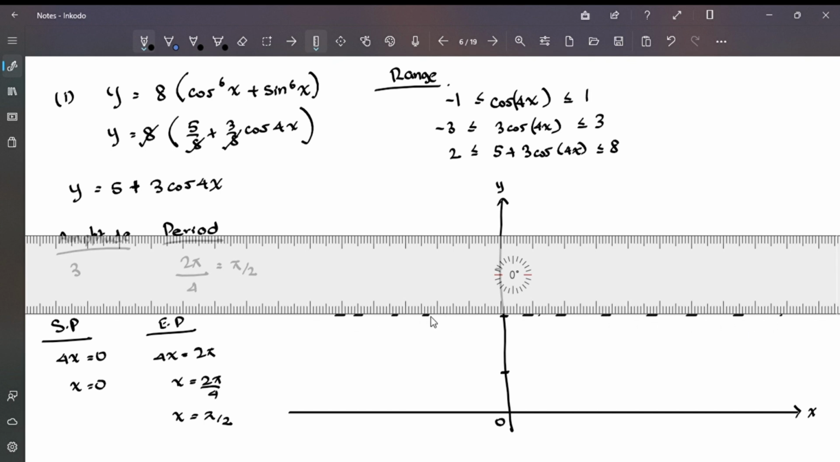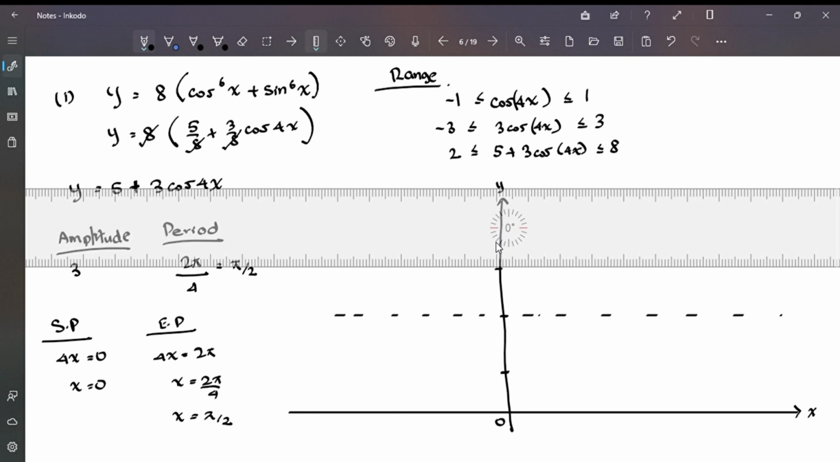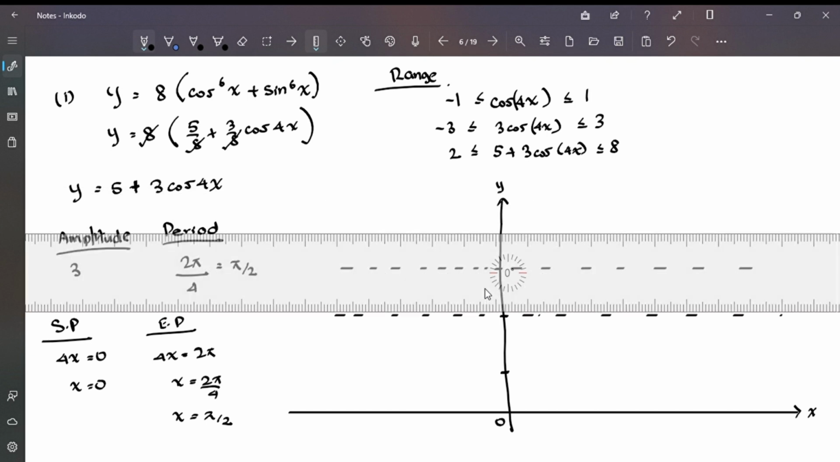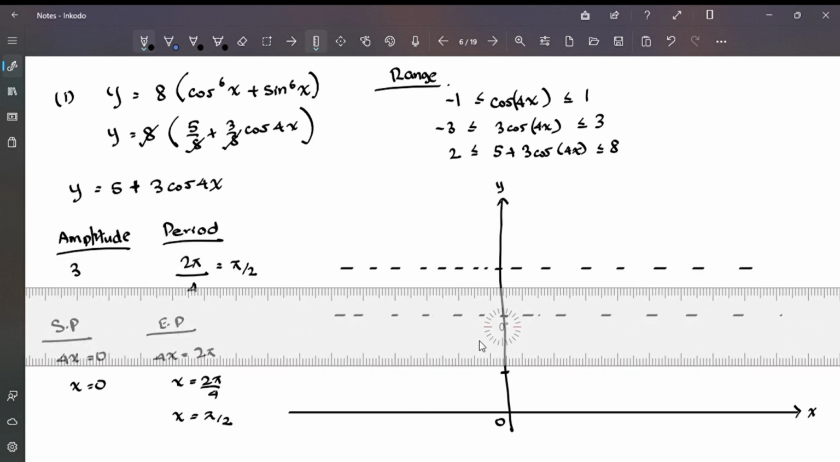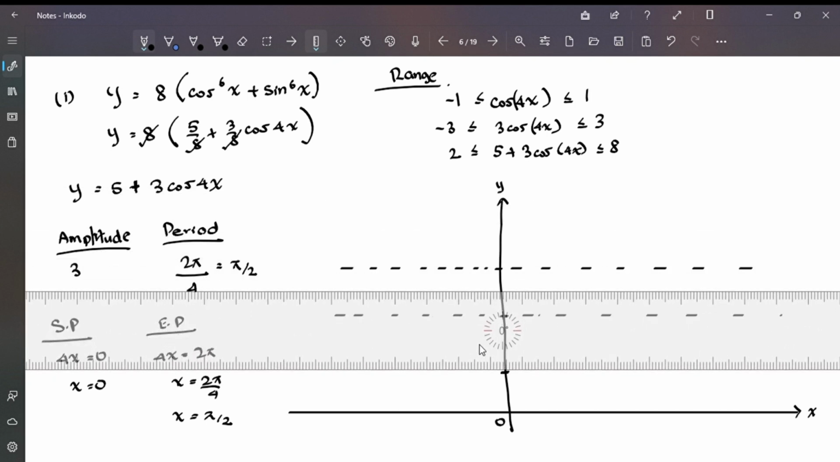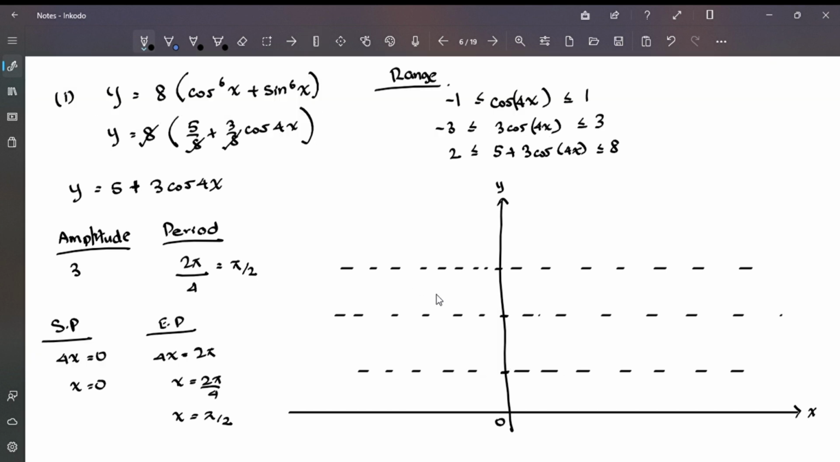So I'm going to have a few dotted lines like this. These are to aid us with the graph. Fantastic. Okay, we don't need the ruler anymore. Then they put the numbers. This is going to be 2, this is going to be 5, and this is going to be 8.